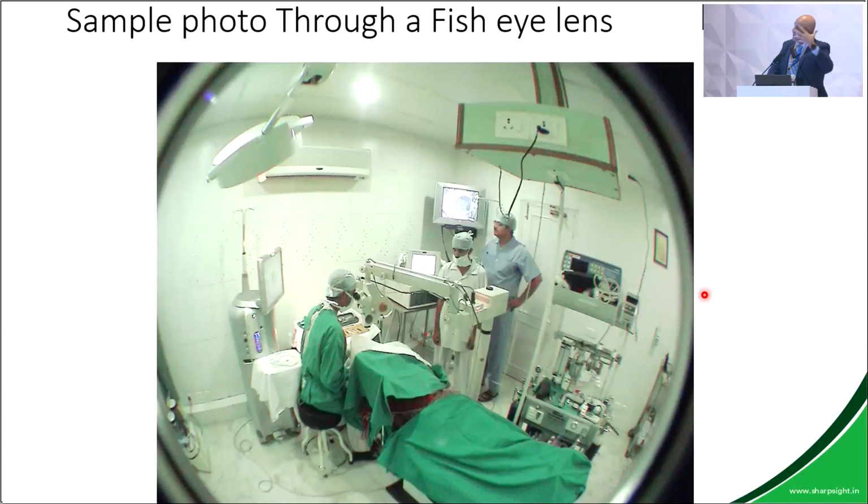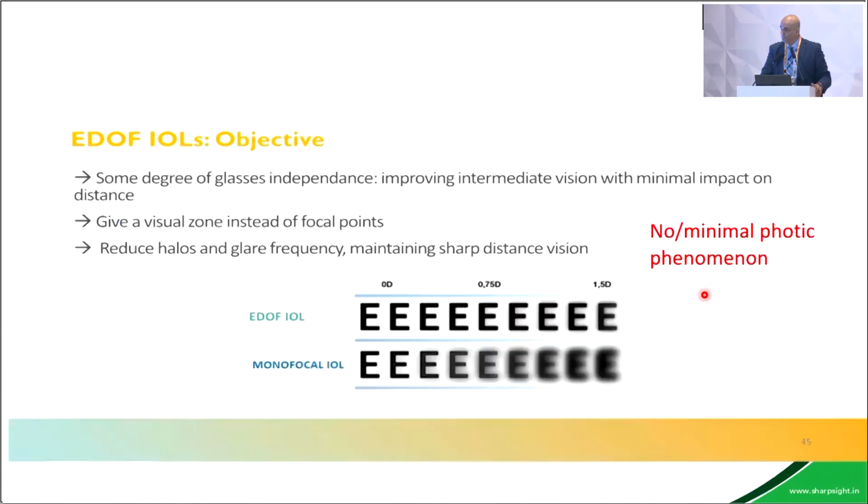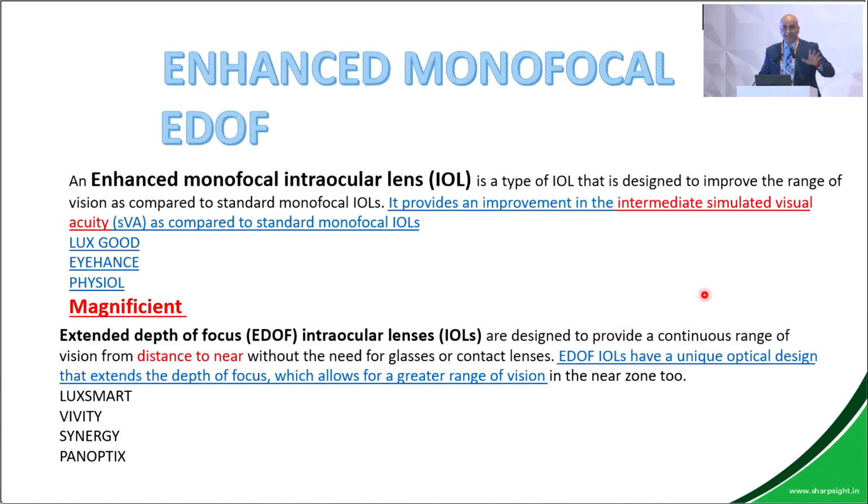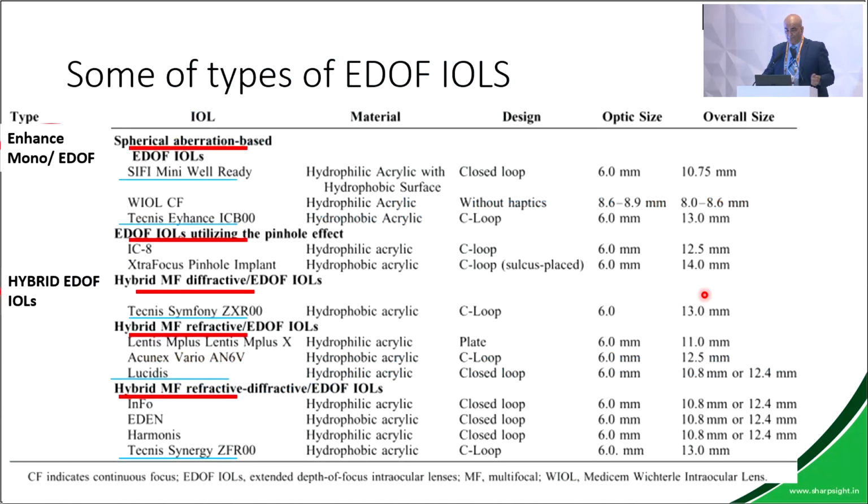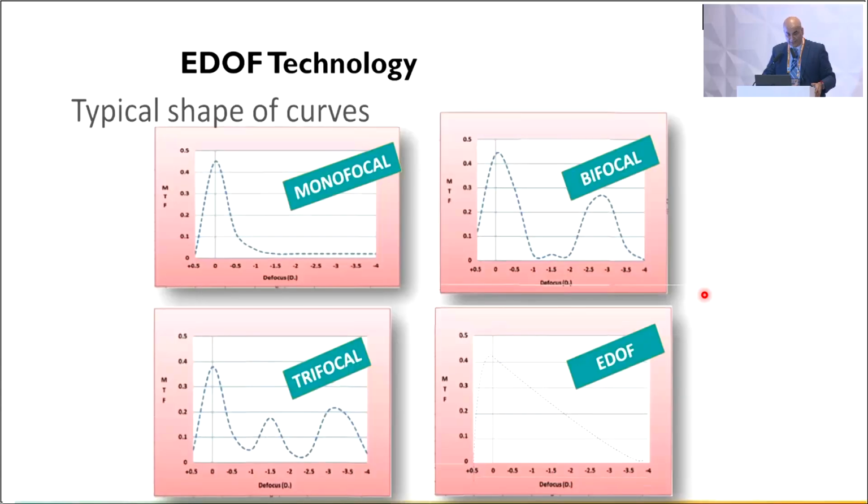This is a photograph I took with a fisheye lens. Understanding the types of technologies, I'll spend little time there because this slide includes Vivity, Lucidis, Symfony. I've used all these lenses, but I'm just skipping it. These are broad categories of lenses. Some of them are hybrid, some are pure EDOF, some are enhanced monofocal lenses.